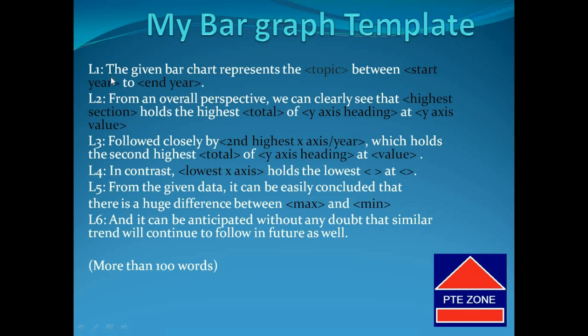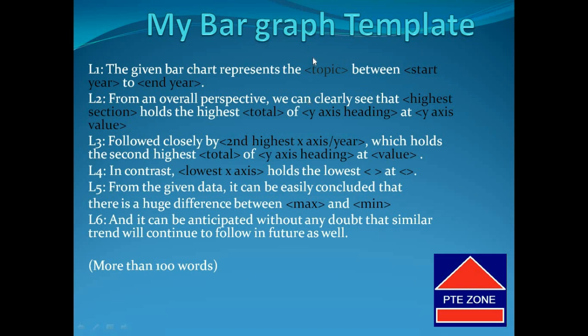So I will start with this line. The given bar chart represents the, and I will add a topic. Then I will say between the start year and the end year here. The next line I will say is from an overall perspective we can clearly see that the highest section holds the highest value for the y-axis, right? Similarly, followed closely by the second highest value, which holds the second highest total of the y-axis at a value.